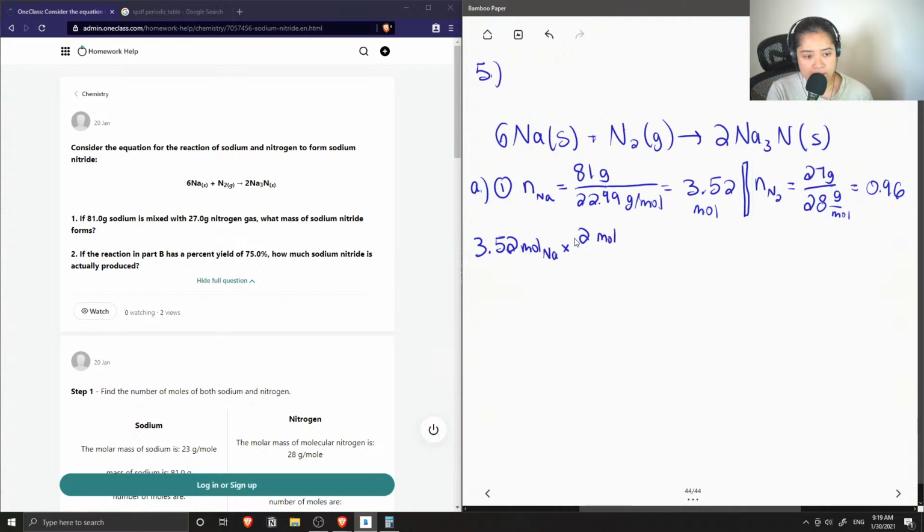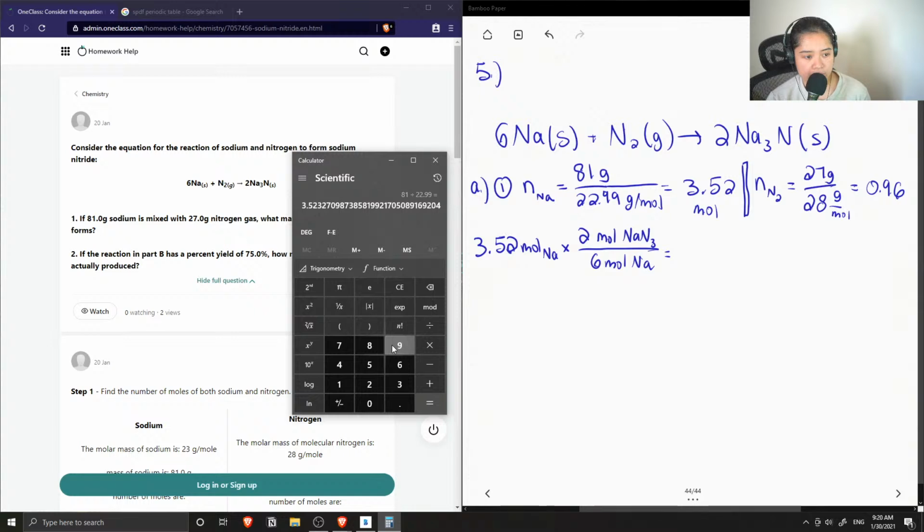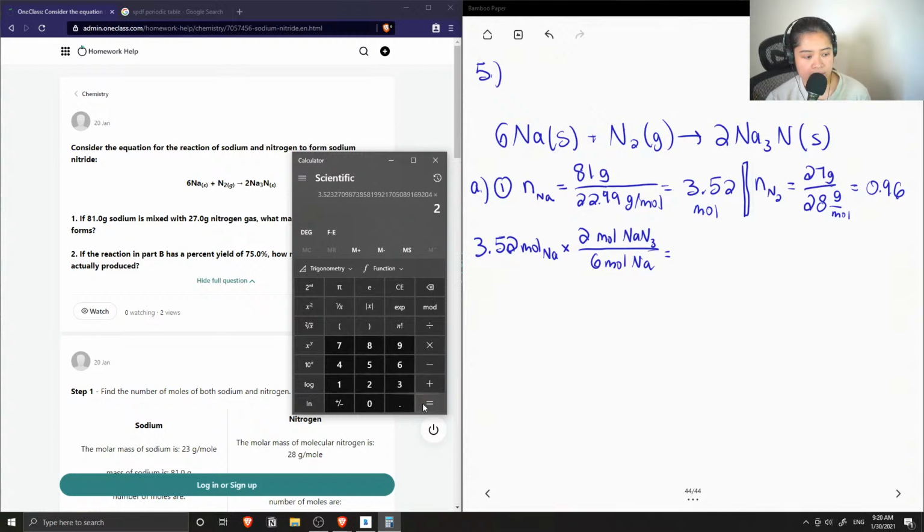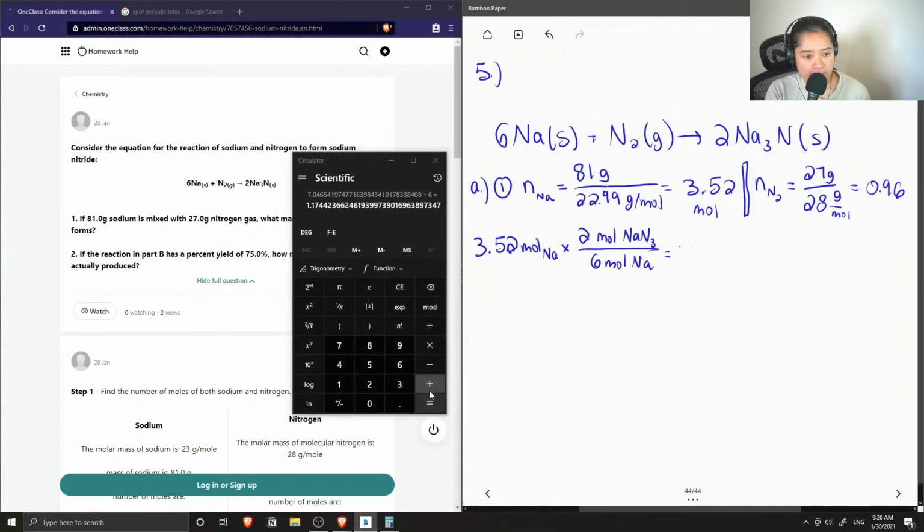So let's just write down the molar ratio. And we can calculate this number of moles. So this is times 2 divided by 6. You get around 1.17 moles of sodium nitride formed.